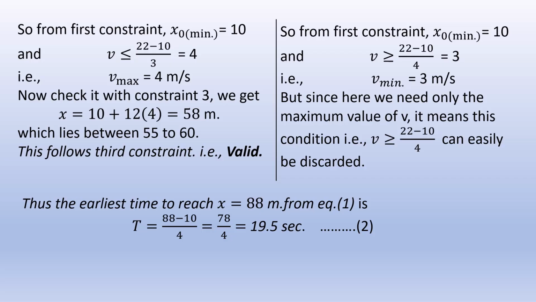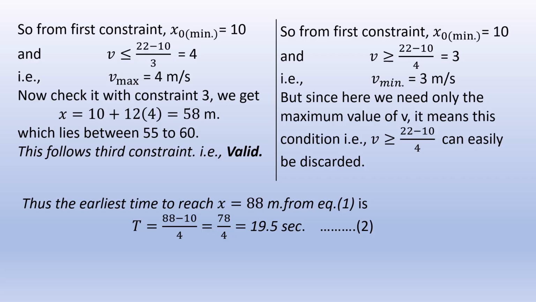So from the first constraint we get x naught minimum is equal to 10, and from the condition v is less than or equal to (22 minus x naught) upon 3, after putting the value of x naught equal to 10, we get the maximum value of v is equal to 4 meter per second. Now if we check it with constraint 3, we get x is equal to 10 plus 12 into 4, that is 58 meter, which lies between 55 meter to 60 meter, and this follows our third constraint. It means this condition is valid.